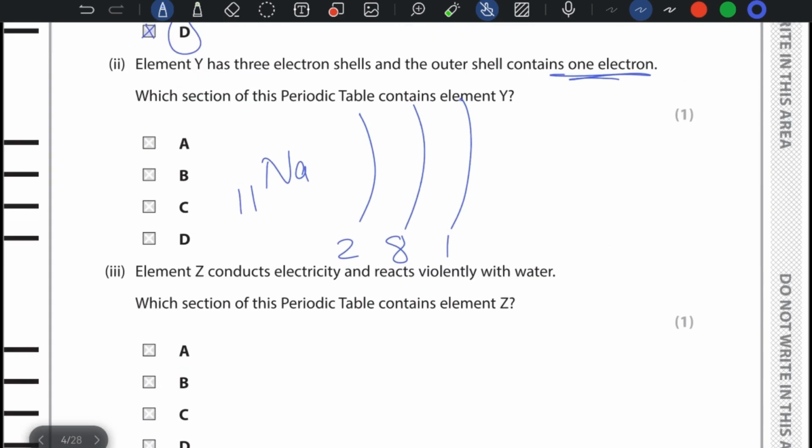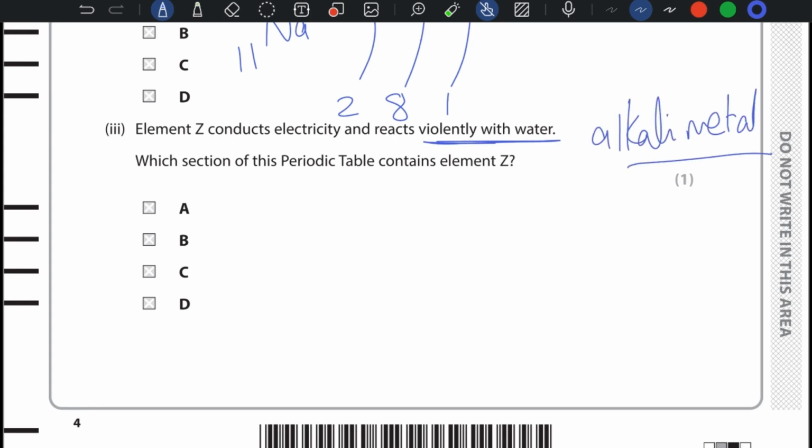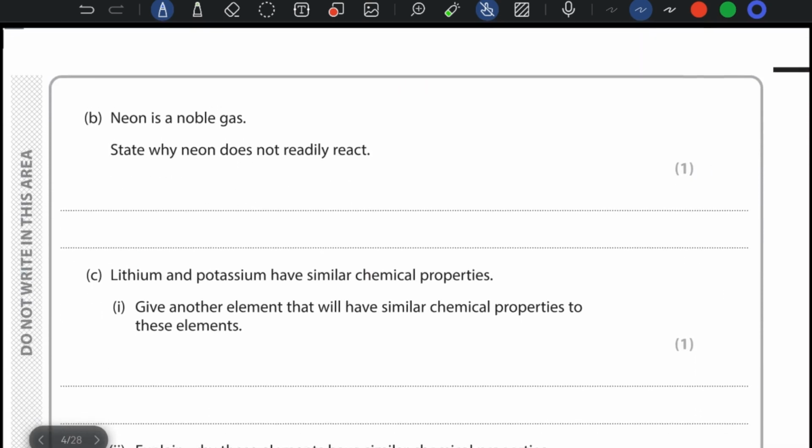So the correct answer is A. Next question, element Z conducts electricity and reacts violently with water. Reacting violently with water is considered an alkali metal. So also we are talking about group 1. Which section of the periodic table contains element Z? Also it will be A, because alkali metals are present in group 1.